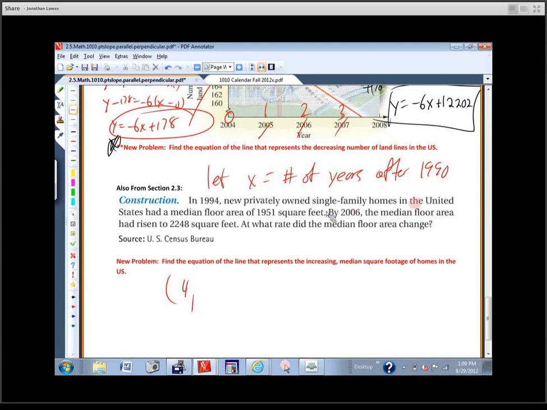So if it's 1994, how many years after 1990 is that? 4. What was the size of the homes? 1951. So 1994 is 1,951 square feet, is 4, because that's 4 years after the year 1990, and 1,951 square feet. Okay, next one. Let's see, the year 2006, 16 years after, median floor size. Okay, so all that does is make the numbers smaller. Okay, but you do have to keep track of this.